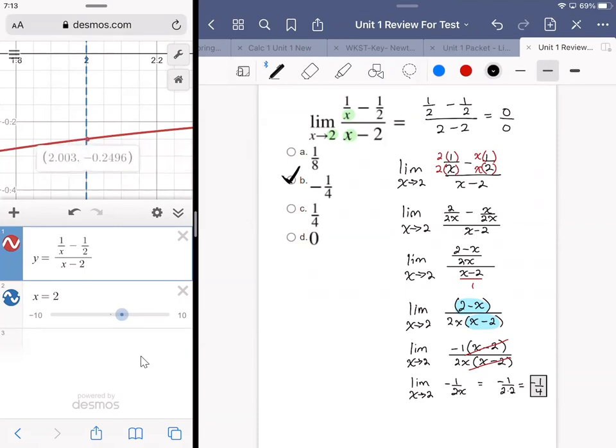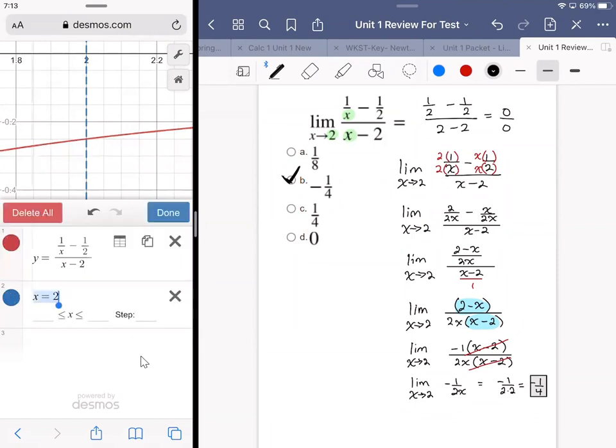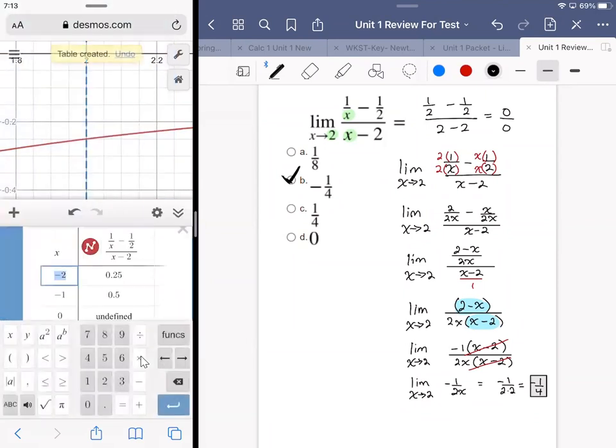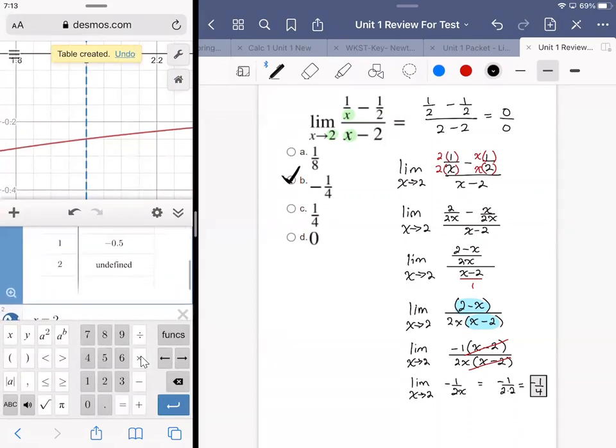Okay, so you could pick it out that way too. You could also go with a table approach. If you hit on that little wrench, then tap on the table, it'll tell you where the undefined values are.